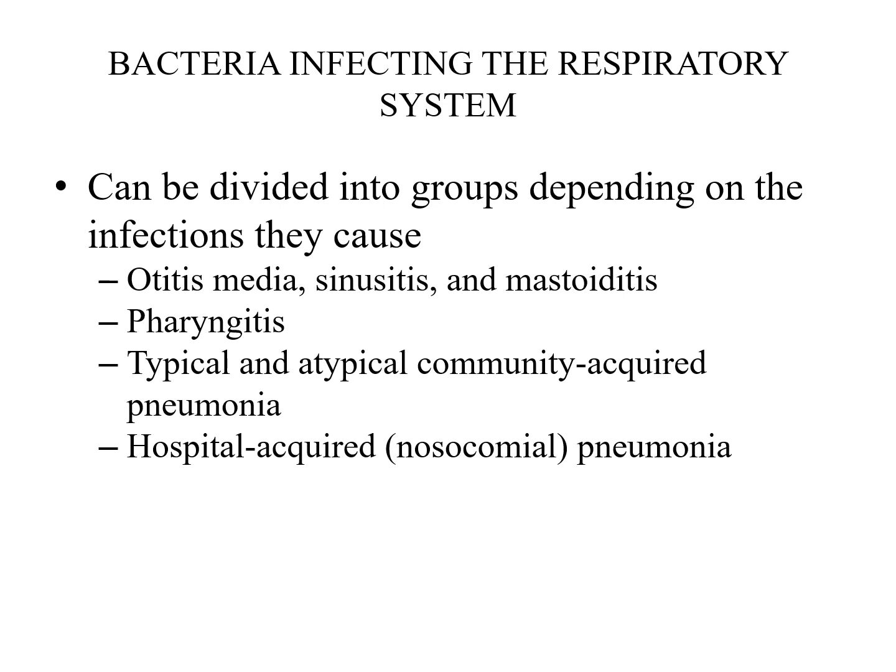Bacteria infecting the respiratory system can be divided into groups depending on the infection that they cause, such as those which cause otitis media, sinusitis, mastoiditis, and those which cause pharyngitis. Also, in the lower respiratory tract infection, there are multiple ways of classifying pneumonia. One of them is typical and atypical pneumonia. Community acquired and hospital acquired pneumonia is another way of classifying pneumonia.